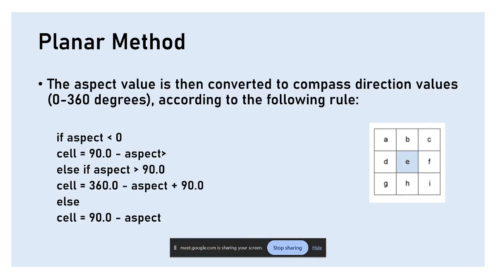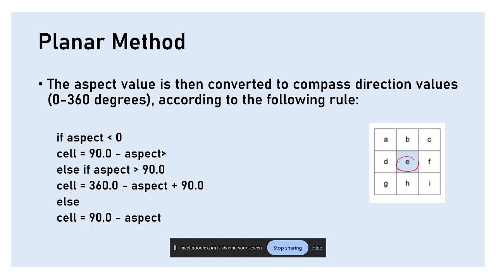The aspect value gets converted to the compass direction value using this logic: if the aspect value that you got is less than 0, then the cell will have a value of 90 minus whatever that aspect value is. If the aspect value is greater than 90, the cell value will be 360 minus that value plus 90. And if it is none of these cases, then the cell value will be 90 minus the aspect. This is the logic they put in order to find the value for E.